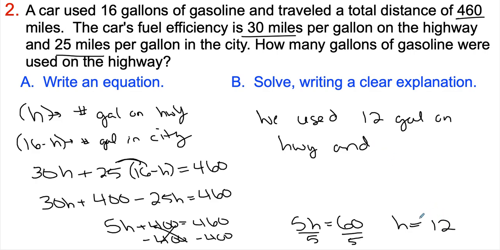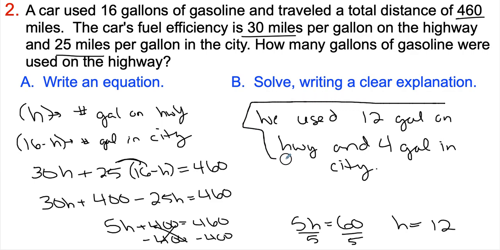And how do we get the other one? Well, we had 16 minus H. So that means we used 4. We used 4 gallons in the city. All right? So when we are solving word problems, we want words in the answer. When we're solving real-world situations, we want to explain our answer in words. Okay, so those are going to be the answers we're looking for. So this was a little tricky.